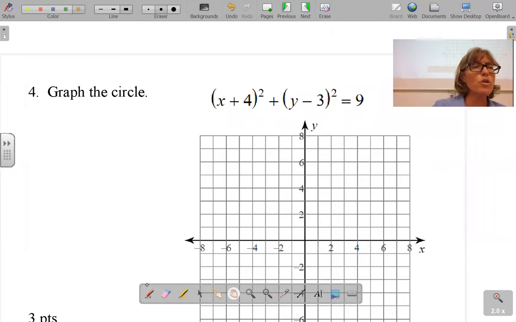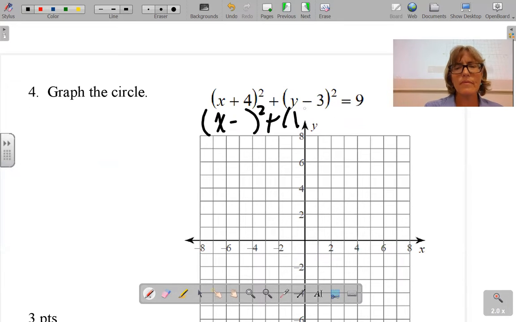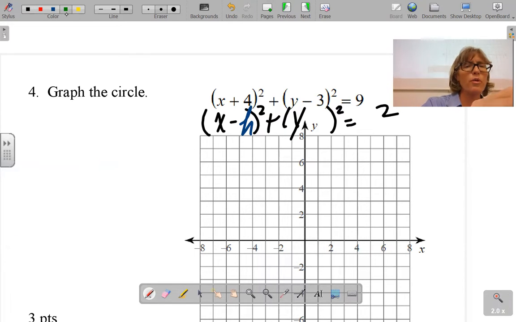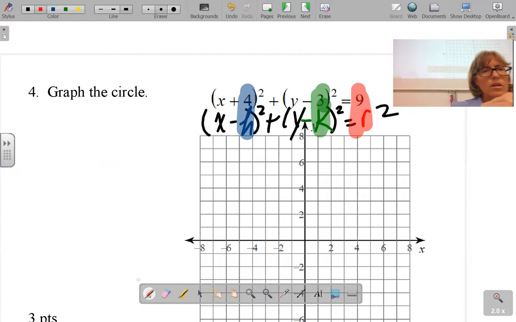Right here, graph the circle. So we start with the circle equation. X minus h parentheses squared, y minus k parentheses squared equals radius squared. And you pull out your h, your k, and your radius.